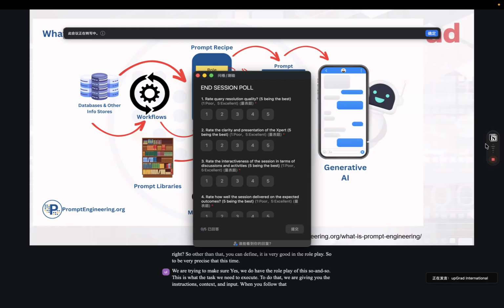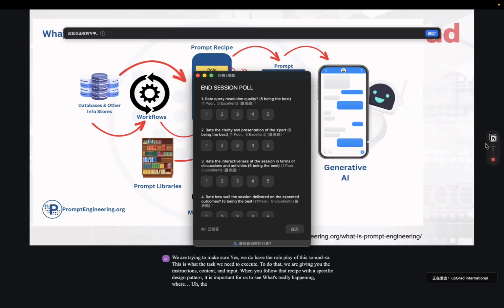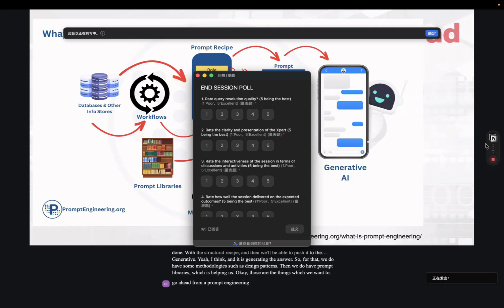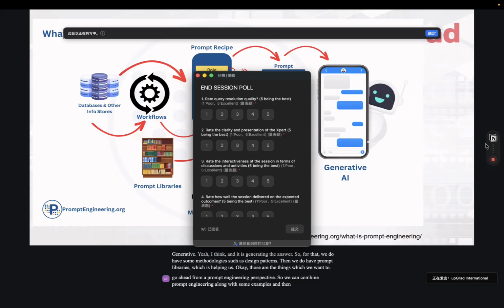When you follow that recipe with a specific design pattern, it is important for us to see what's really happening where the prompt is. So the prompt preparation is done with the structural recipe, and then we'll be able to push it to the generative AI, and it is generating the answer. For that, we do have some methodologies as design patterns. Then we do have prompt libraries, which is helping us. Those are the things which we want to go ahead with from a prompt engineering perspective. So we can combine prompt engineering along with some examples and then RAG as well.